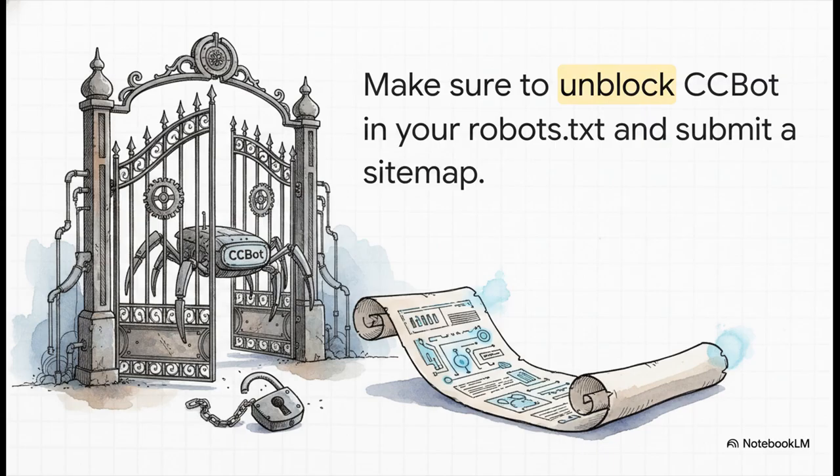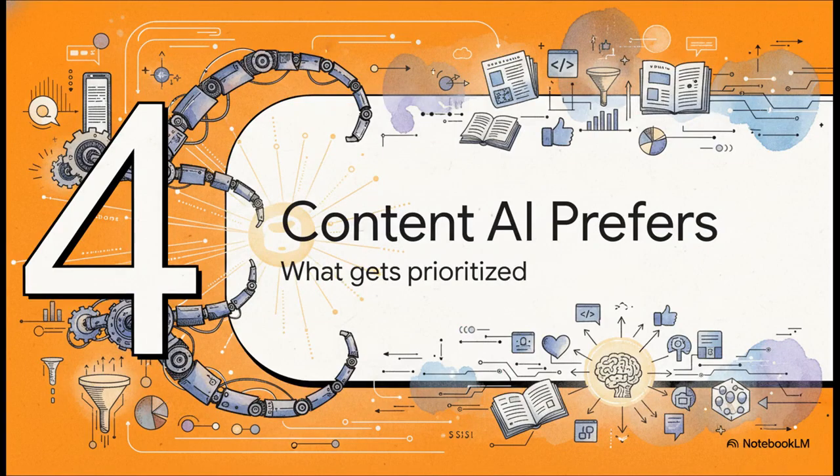Seriously, go check your robots.txt file today. Make sure CCBot is explicitly allowed in. And hey, while you're at it, make sure your sitemap is submitted so the crawler actually knows exactly where to go. All right, let's look at part four, content that AI prefers.